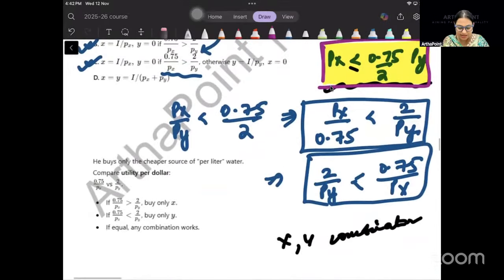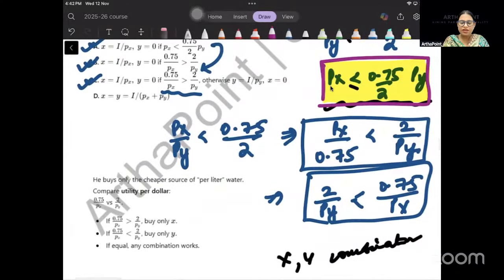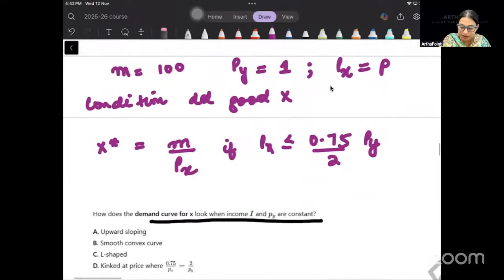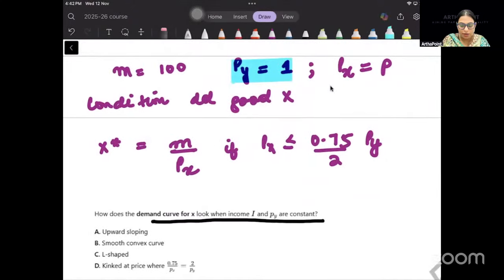As I said, because I have framed these questions myself, it may happen that the wording does not justify what I want to ask, but I want you to understand a lot of things from one question. There is a lot more meaning to the question in this assignment. So look carefully. It is 0.75 by 2 Py. Now if we take Py as 1, this becomes 1.